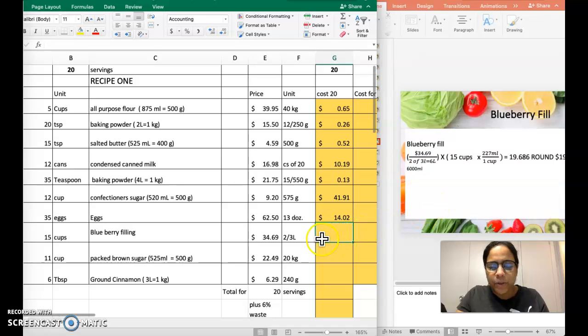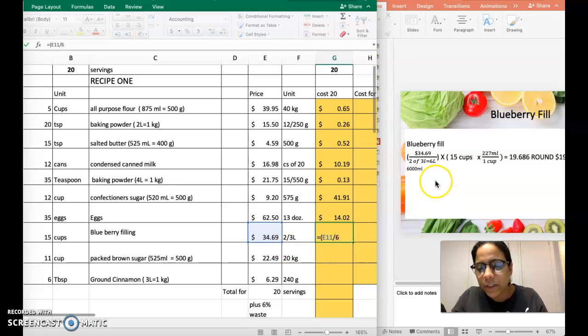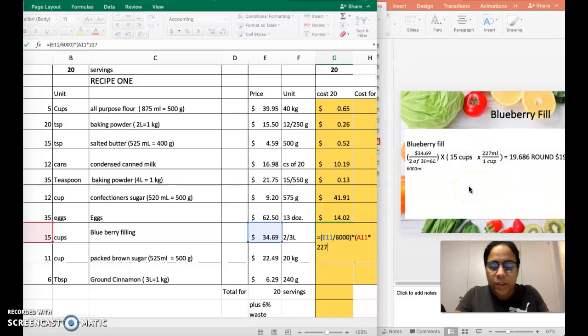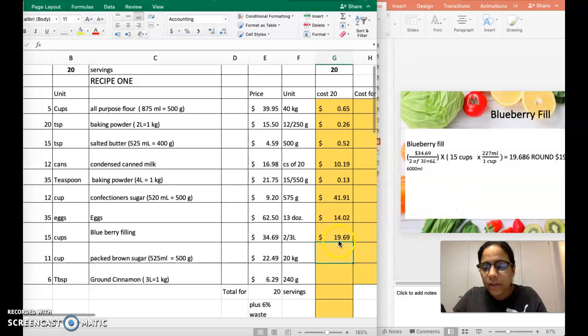The next one is blueberry filling, which is equal sign, open bracket. The price is $34.69 divided by 2 times 3, which is 6. But 6 liters, I found out when I did the handwriting, with 6,000 ml, it's better to calculate. So 6,000 ml, close bracket, times open bracket. The recipe calls for 15 cups times 1 cup equals 227, close brackets, and you see it matches my handwritten calculation.